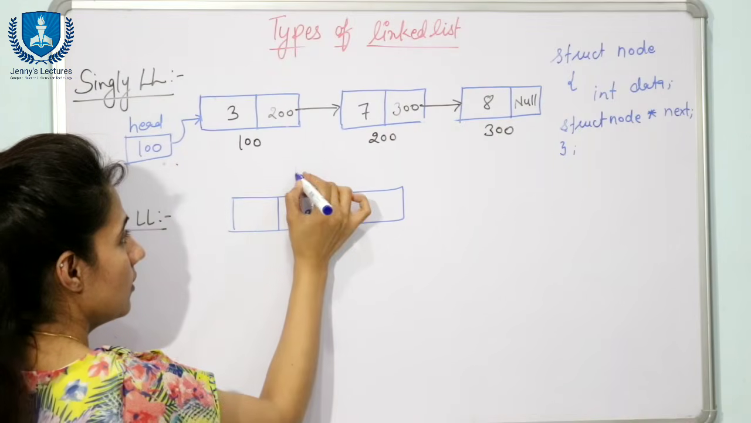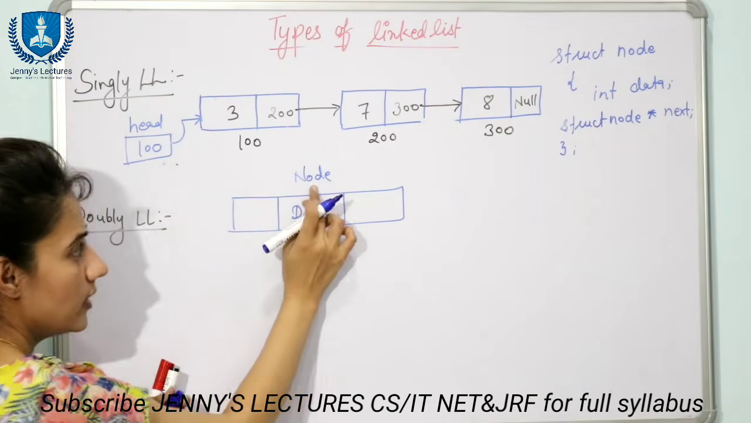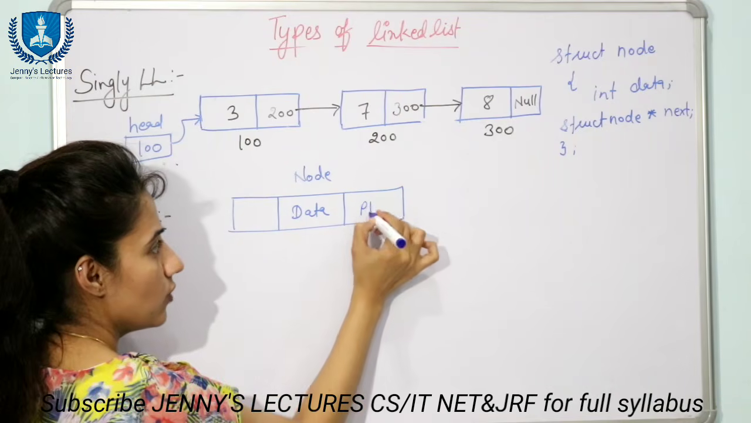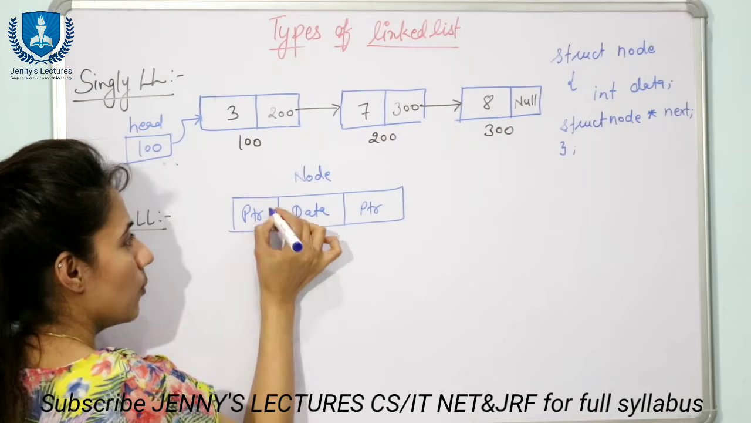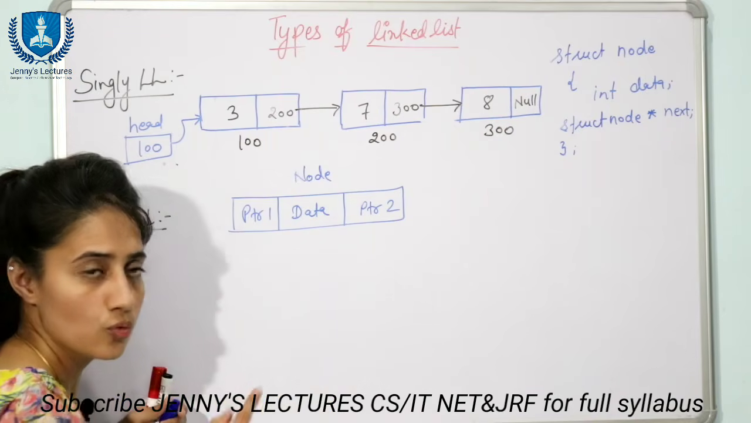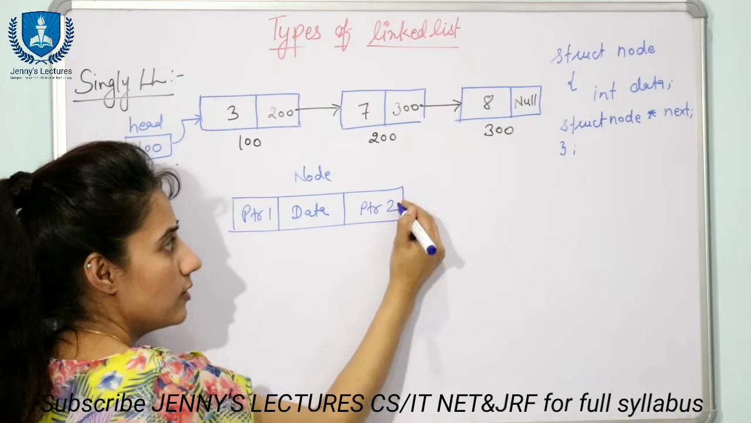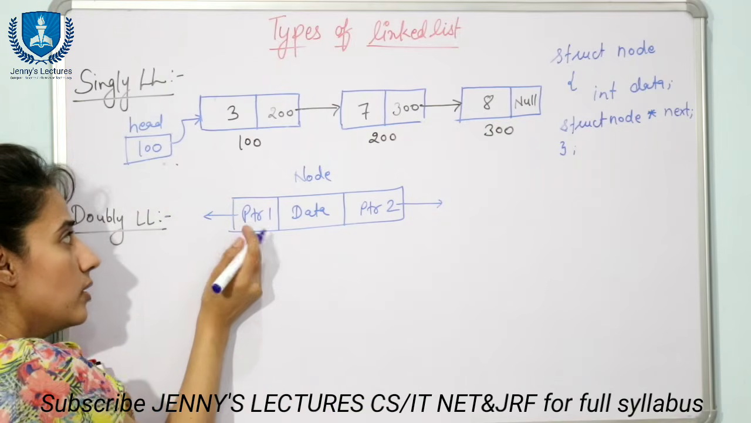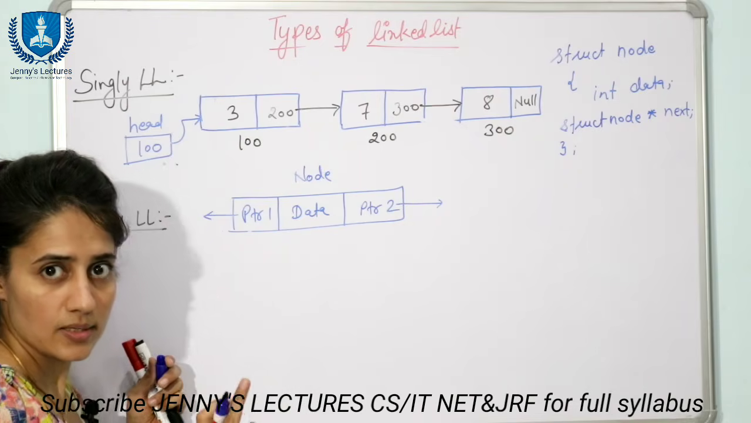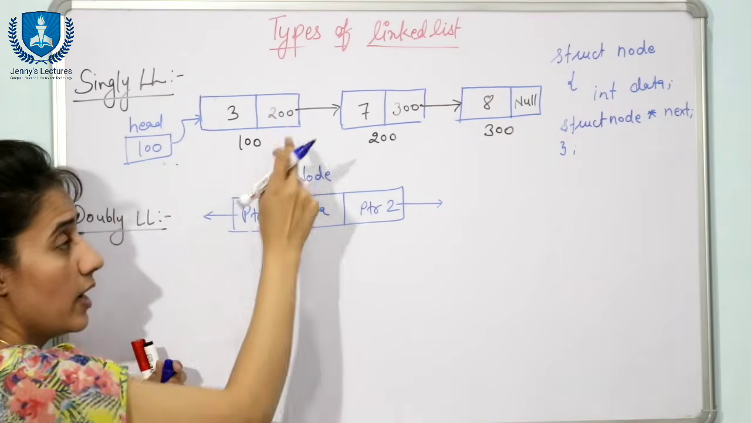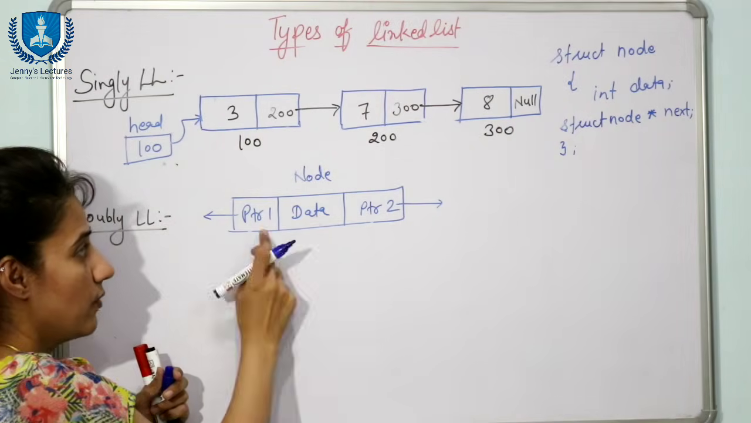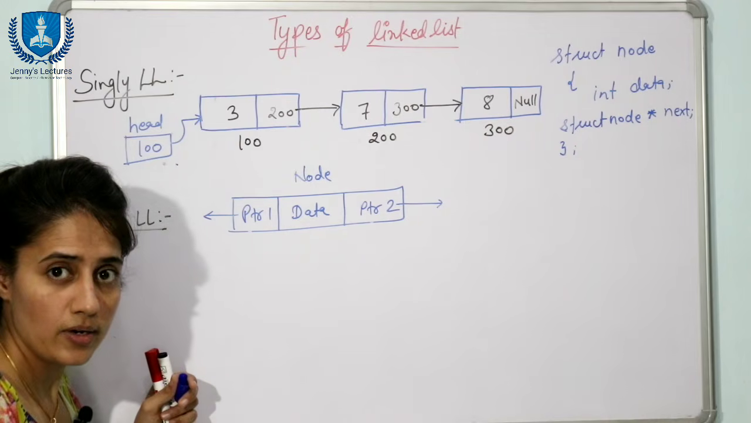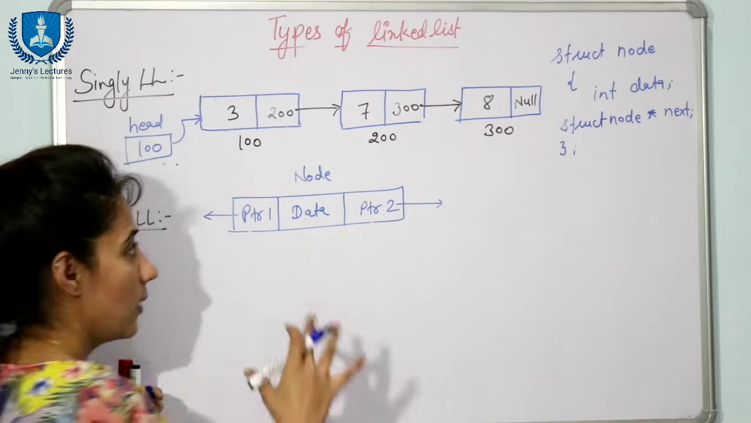This is a node in a doubly linked list. It has 3 parts: the data part, and this one is pointer 1 and pointer 2. So this pointer is going to point to the next node in the list, and this pointer is going to point to the previous node in the list. In the earlier case we had only a single pointer. In this case we have 2 pointers. That is why we call it a doubly linked list. Fine. So now how to represent this doubly linked list?